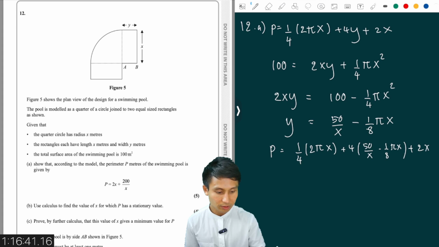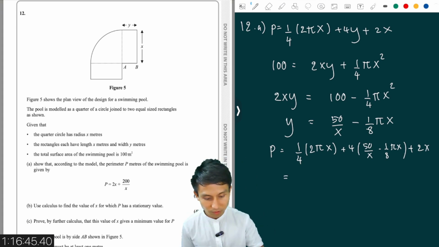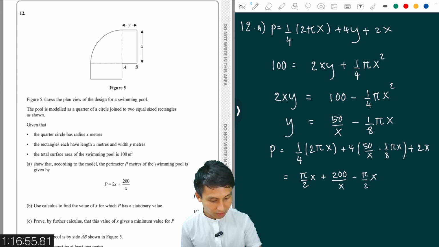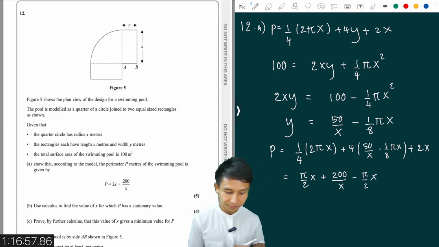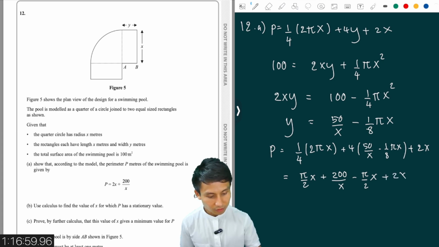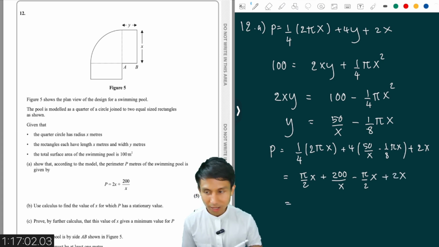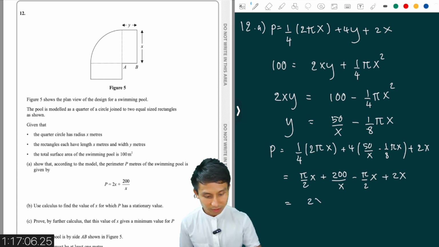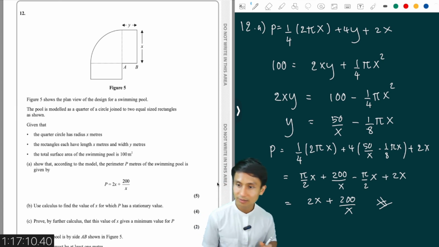And plus 2x. And if we simplify that, we should get the equation of the perimeter. So this is, what is it? Pi over 2x plus, I'm just expanding out, 200 over x minus pi over 2x here. That's nice. We can cancel. Plus 2x. So the pi over 2x cancel. And then we only have 2x plus 200 over x as required.